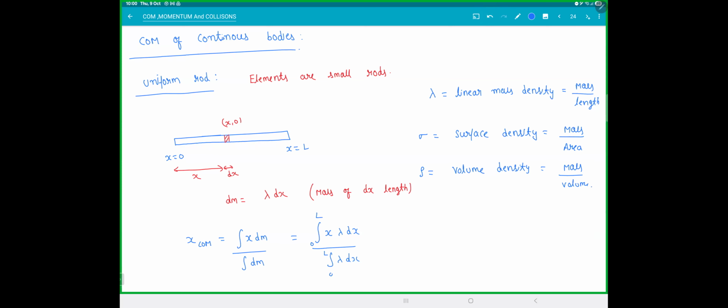You need to understand the meaning of limits. You have taken a piece dx at a distance x. So the first piece starts where? At x is equal to 0. When does the last piece end? At x is equal to L. So the limits will go from 0 to L. Here lambda is constant, integral x dx from 0 to L by lambda integral dx from 0 to L. Lambda cancels off. We get L square by 2 by L by 2. This is the process for finding center of mass for a rod. This is a uniform rod, so it is obvious it will be at the center, but this is the process.